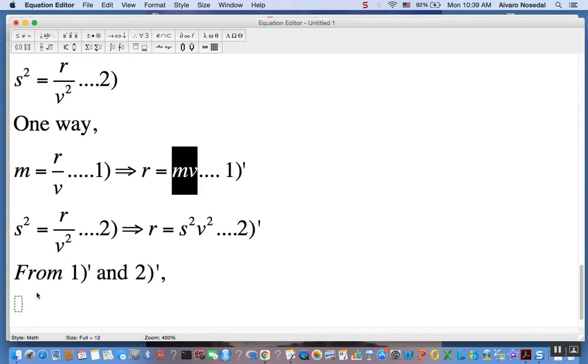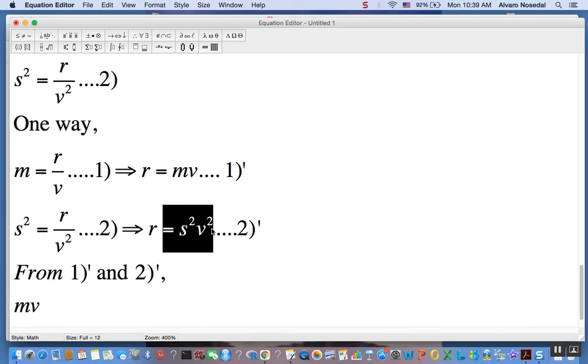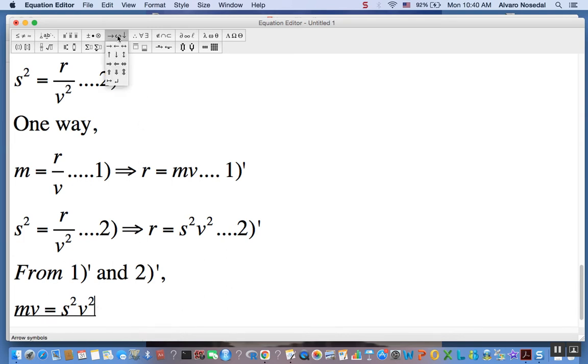M times V equals S squared times V squared. Okay? Which also implies that we have the following quadratic equation. We have S squared times V squared minus MV equals 0. Make sense? I'm just placing this guy here, right? I'm subtracting MV on both sides, and then S squared V squared minus MV must be equal to 0, right?